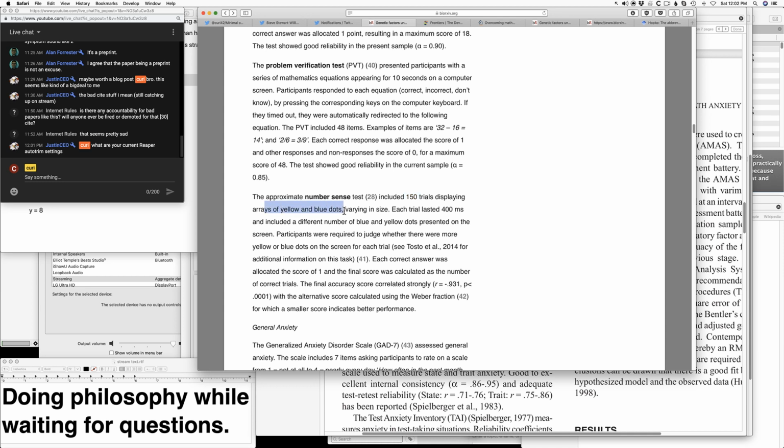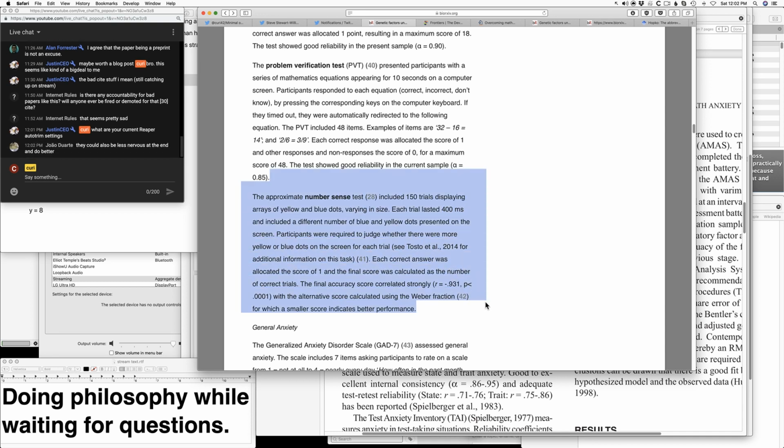Displaying arrays of yellow and blue dots. Trials lasted 400 milliseconds. Wait, their idea of number sense is you look at a bunch of dots and then you guess how many dots there were. Oh, whether there were more yellow or blue. That's not what number sense is. Jesus Christ.